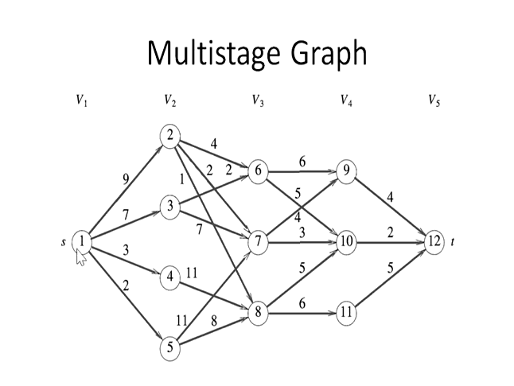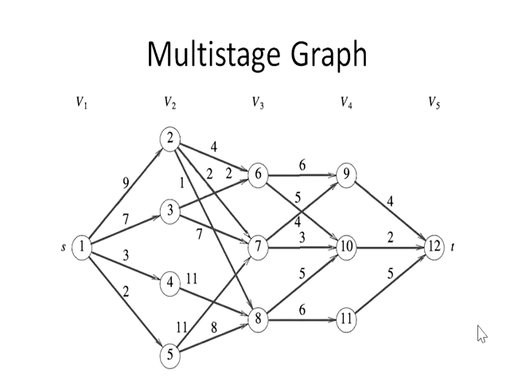Let's understand this. Given the source S as vertex 1 and the destination T as vertex 12, I have to send the information from source vertex 1 to vertex 12. So how to send the information? This graph is divided into multiple stages. I have divided it into 5 stages.